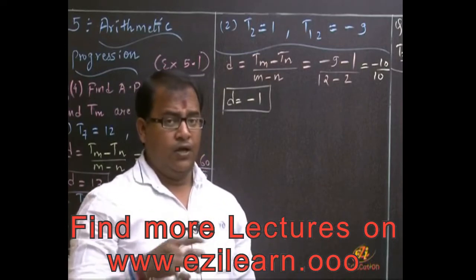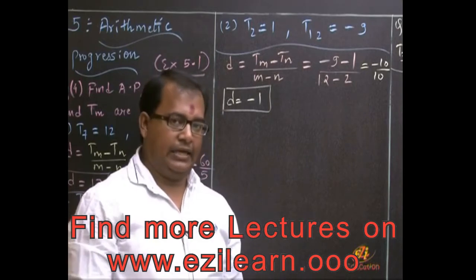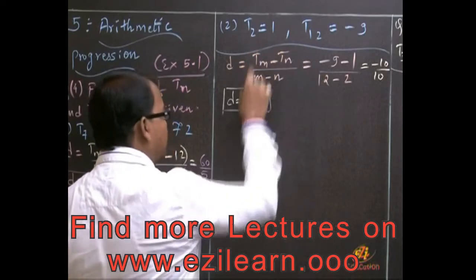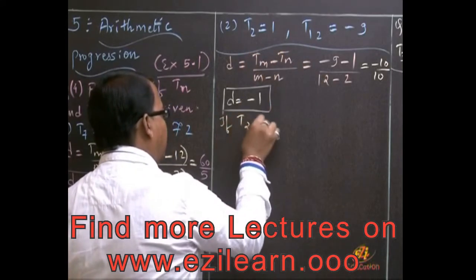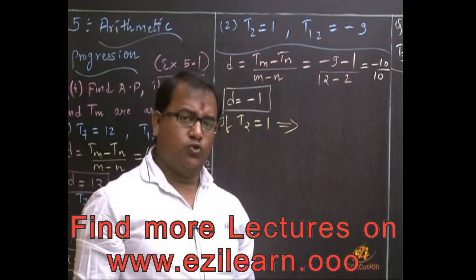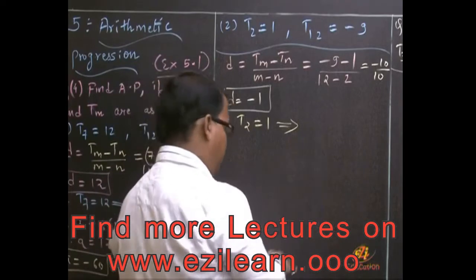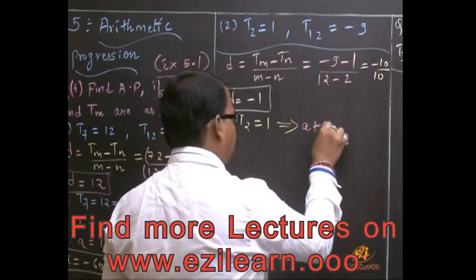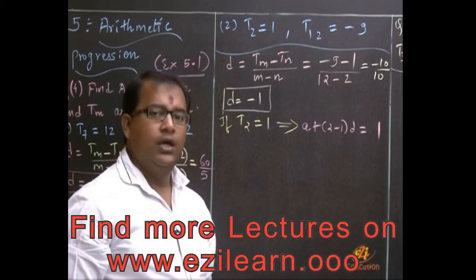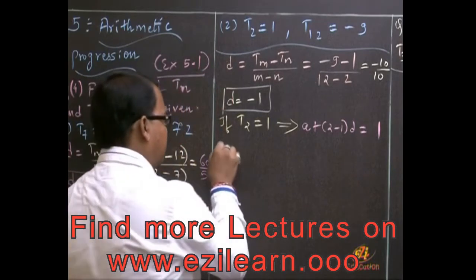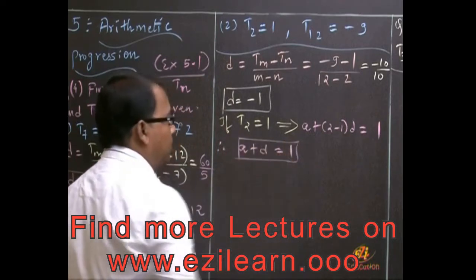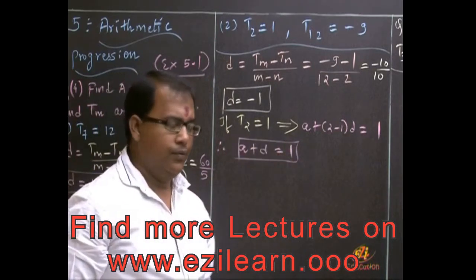D is minus 1. Once you obtain D, you have to target A then. What will be useful to us from these two results? T2. If T2 is 1, what is the formula of T2? A plus 2 minus 1 into D. That is A plus D. A plus D is 1.